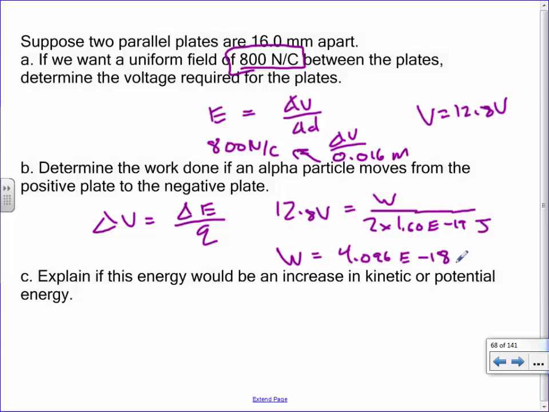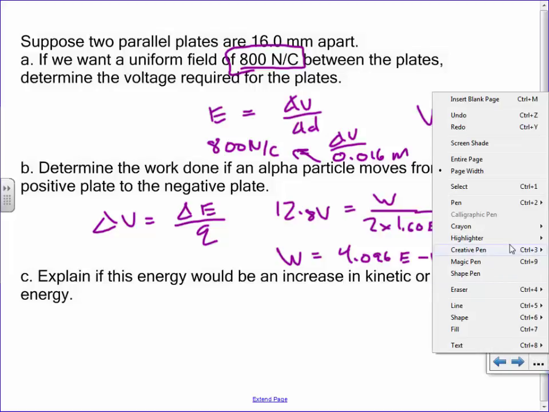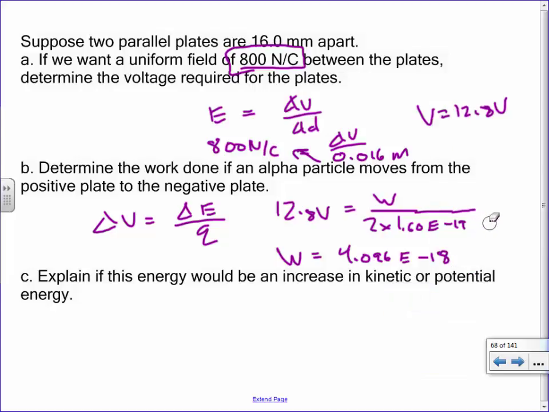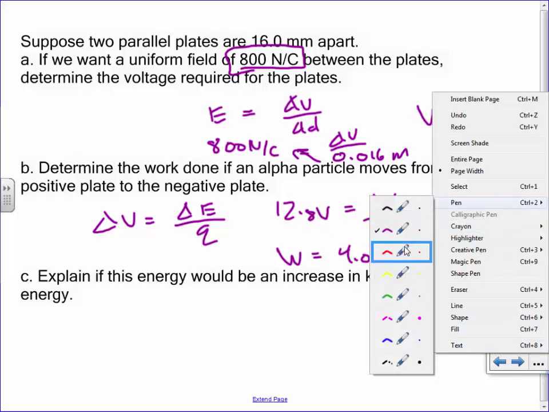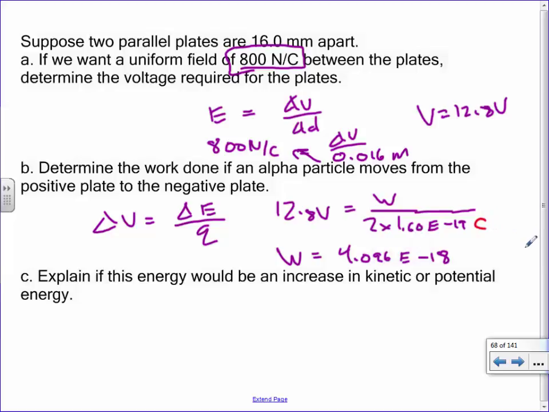You guys get that value? What unit would that be? Oh, I did this wrong again. That's not a joule right there. This is one of the biggest struggles that you'll probably have too. You have to get your units right. This was charge. Charge isn't measured in joules, it's measured in coulombs.